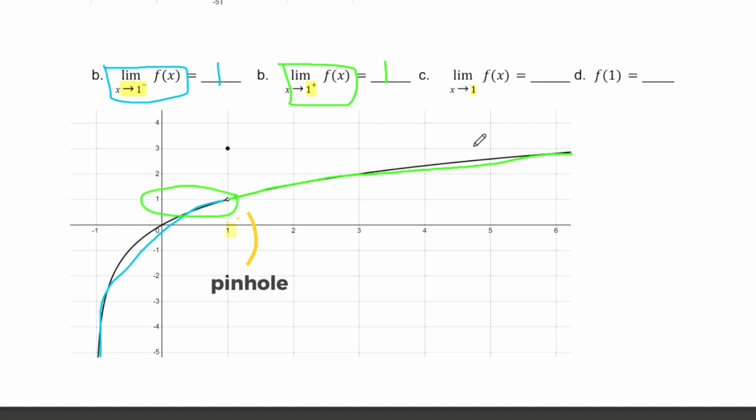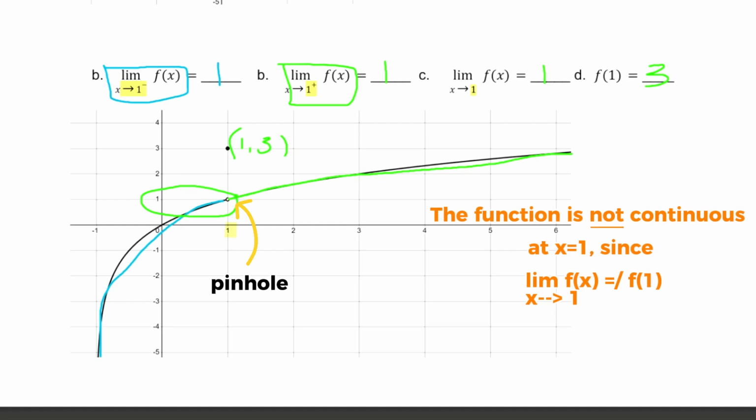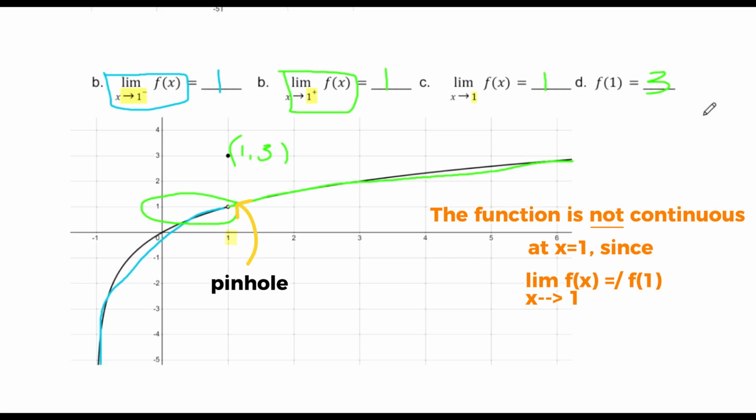However, when x equals 1, the actual y value of the function is 3. Although the limit exists, it is not equal to the function value. Because the third condition is not satisfied, the function is not continuous at x equals 1.